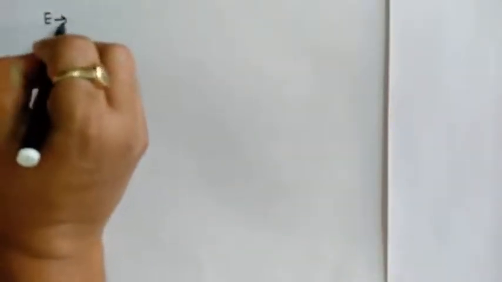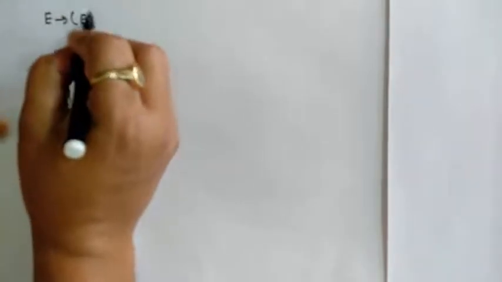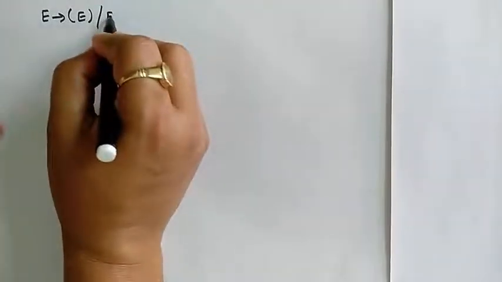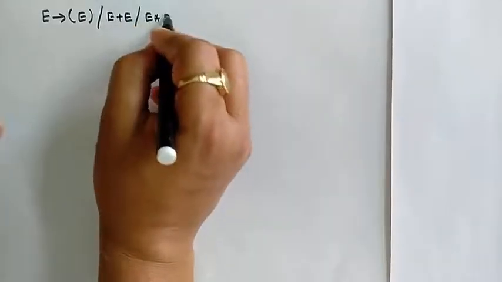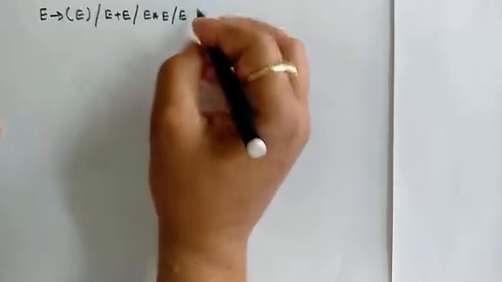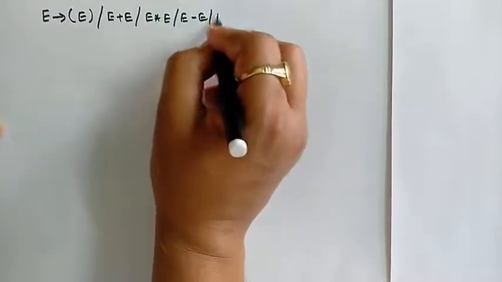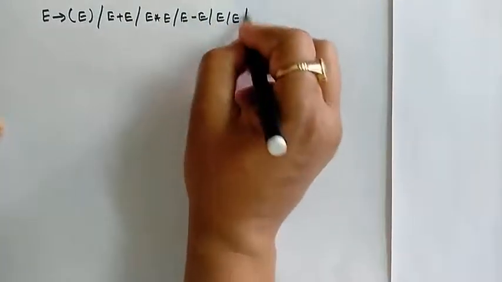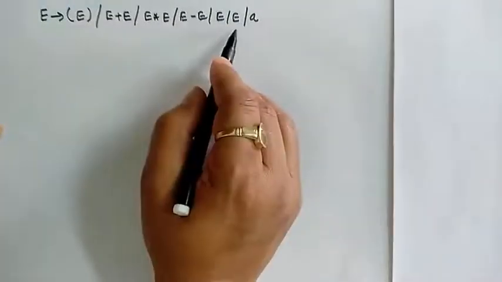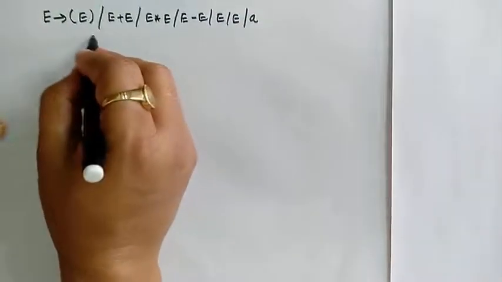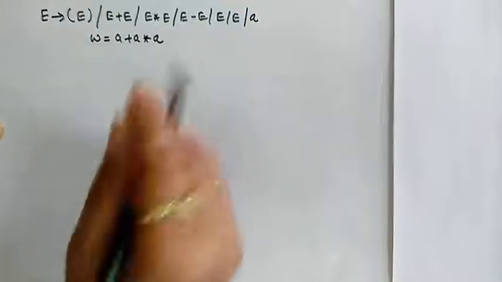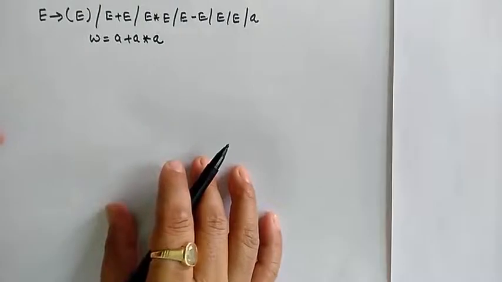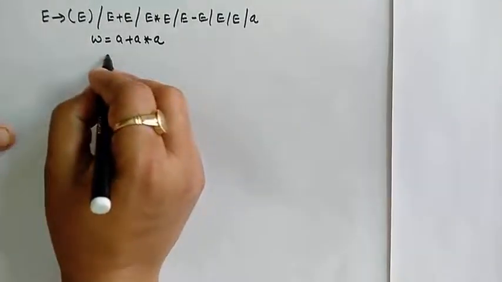Here you see the grammar: E to E oblique E plus E, E asterisk E, E minus E, E divided by E oblique A. This is an ambiguous grammar. Like if we have a string, there are two ways we can derive this string.